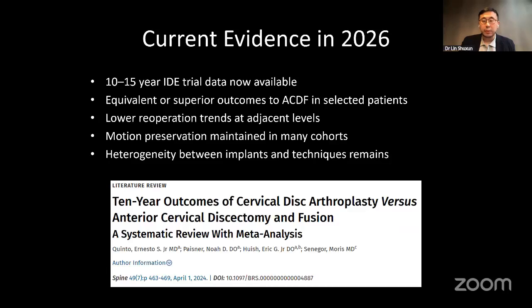In 2026, we now have multiple 10 to 15-year data sets. Overall, the evidence supports CDA as equivalent or superior to ACDF in selected patients for patient-reported outcomes and secondary surgery rates. Motion preservation generally remains durable. However, implant-specific outcomes vary significantly, and we should be careful about generalizing results from one prosthesis to another. We also need to remember that many IDE trials enroll highly selected patients treated by expert surgeons under ideal conditions. Real-world practice is often much messier.